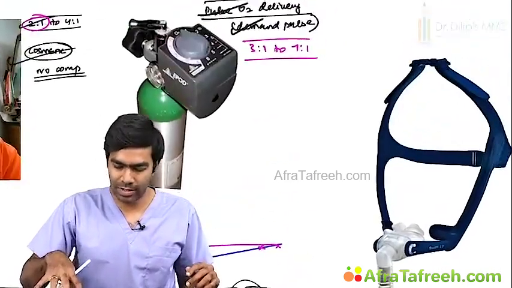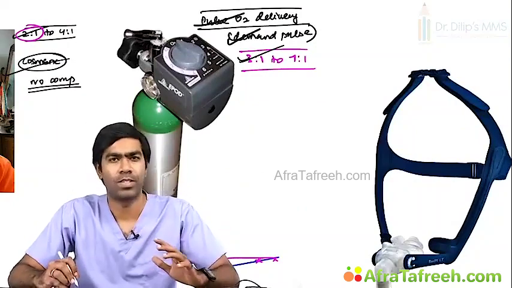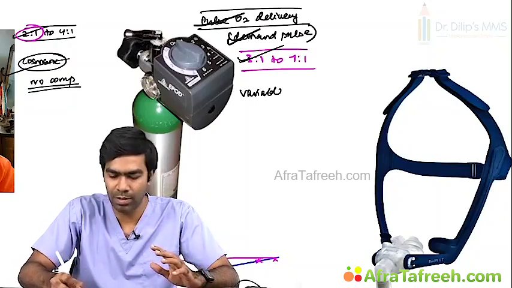And these are excellent conserving devices. I told you their conservation ranges from 3:1 to 7:1 almost. But one problem is that each and every device has a variable oxygen delivery.